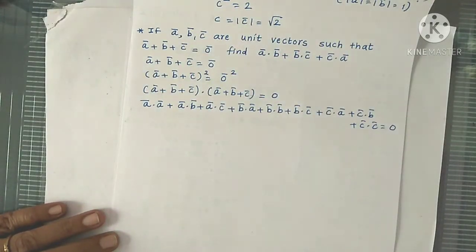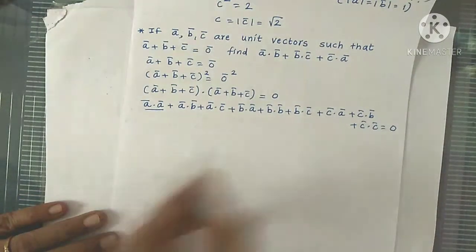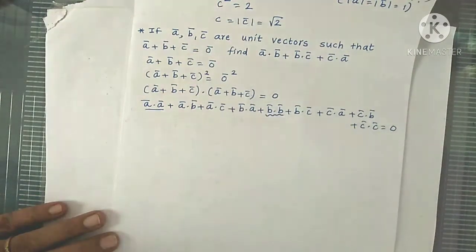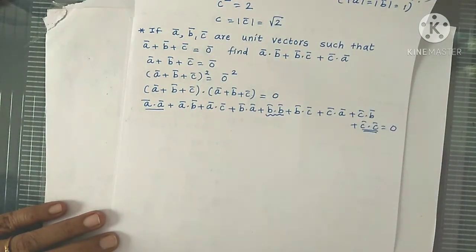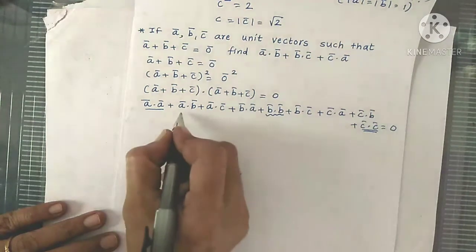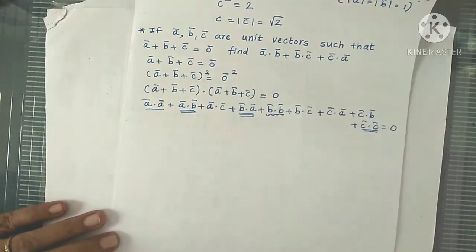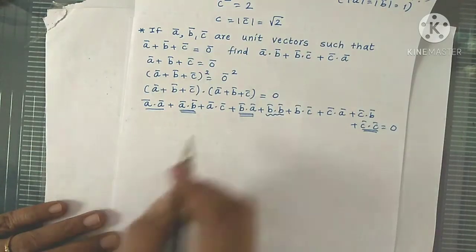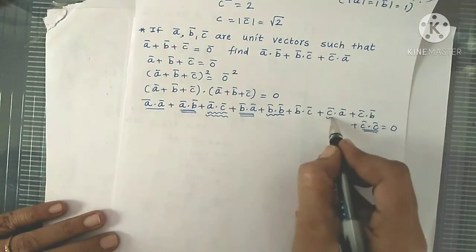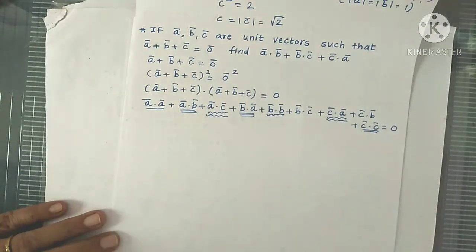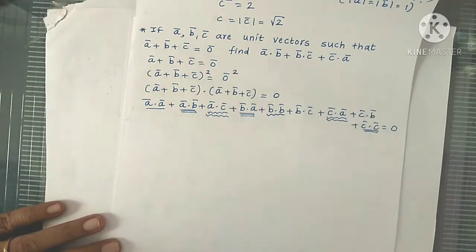Now let's use properties of dot product. First of all, a bar dot a bar is a square, b bar dot b bar is b square, and c bar dot c bar is c square. Now by commutativity, a bar dot b bar and b bar dot a bar are the same. So we get 2 a bar dot b bar. Here we have a bar dot c bar and c bar dot a bar, so that is 2 a bar dot c bar. And the remaining 2 are 2 b bar dot c bar.